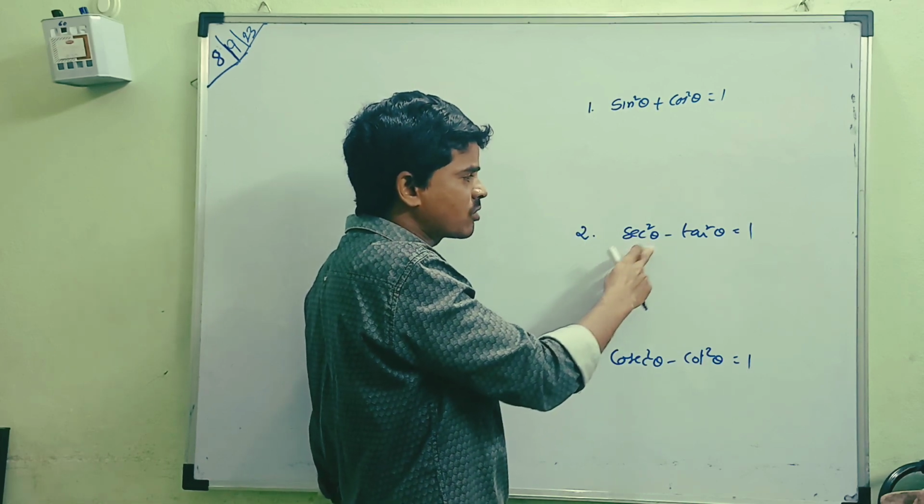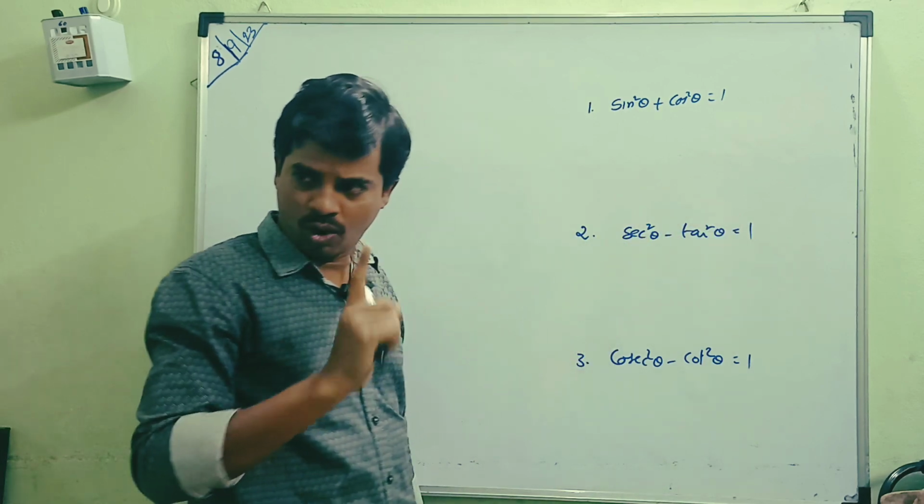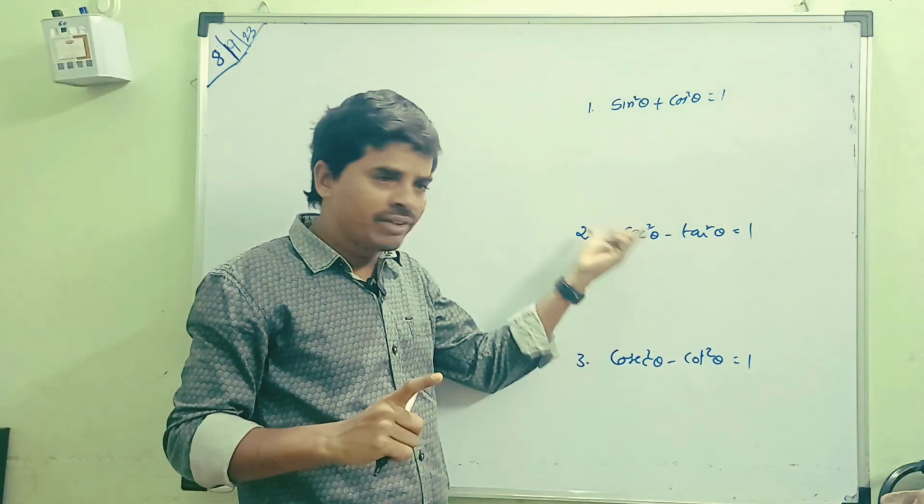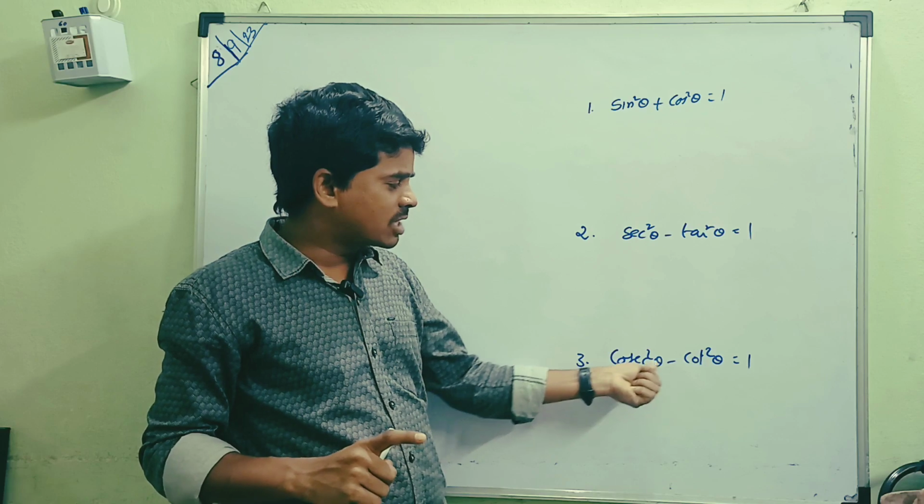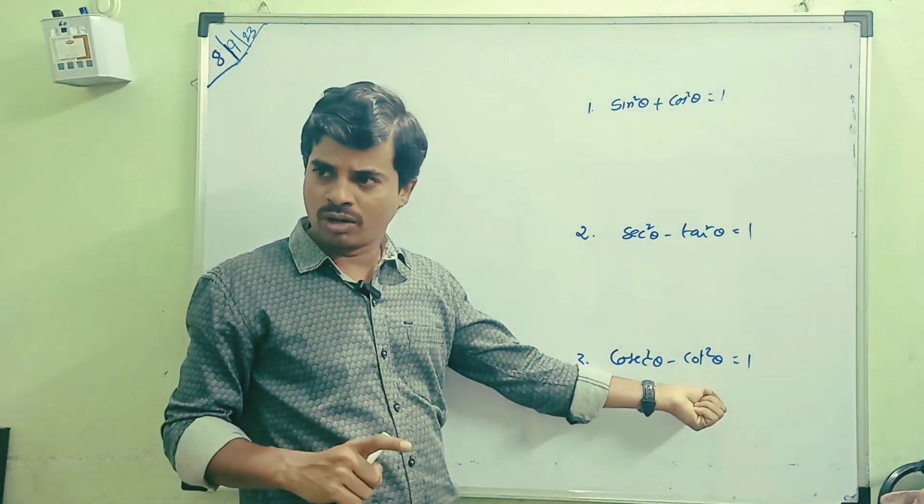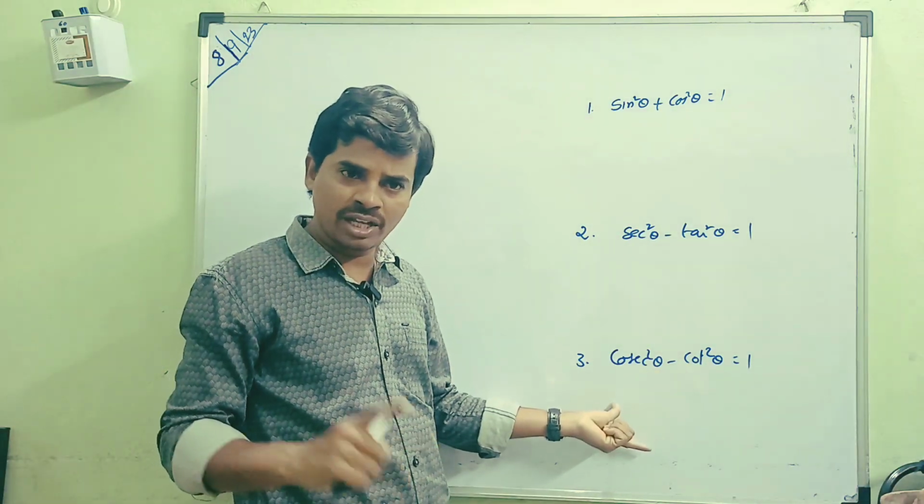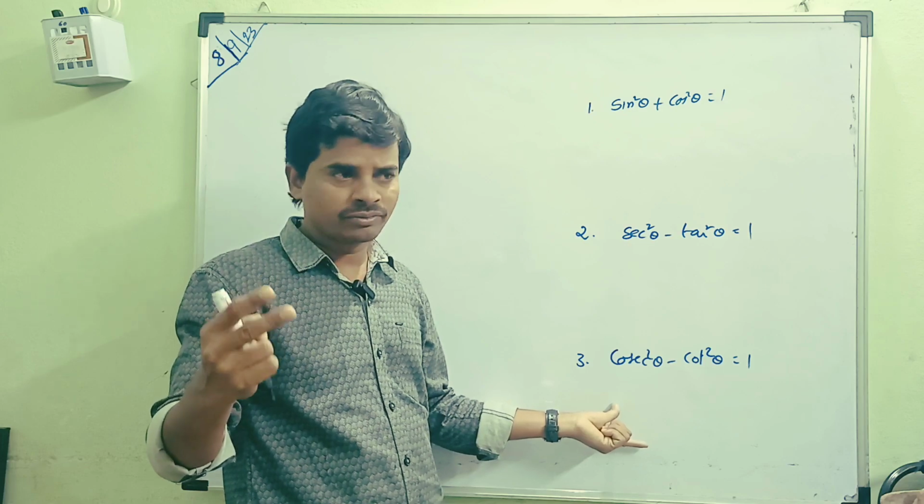Like again secant square minus tan square theta is equal to 1. From this again we can derive the other two formulas. And the third formula, cosecant square minus cot square theta is equal to 1. And from this also again we can derive two more formulas.